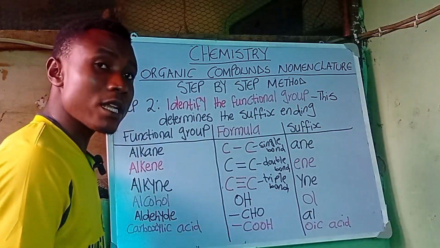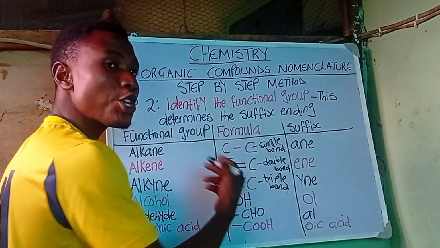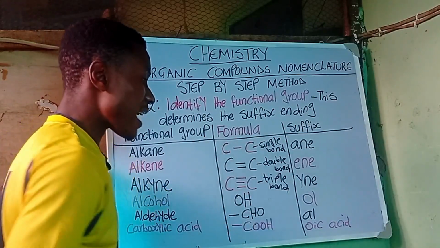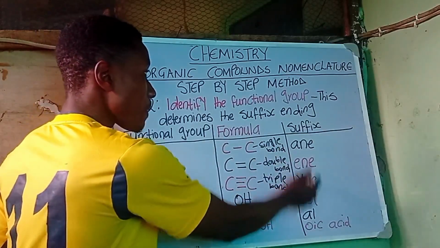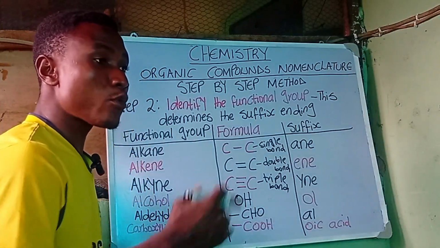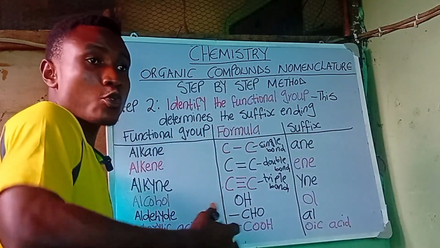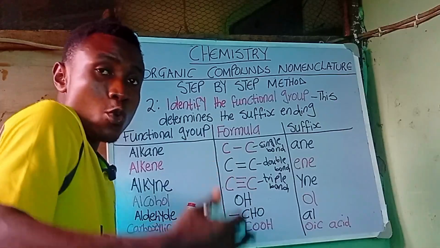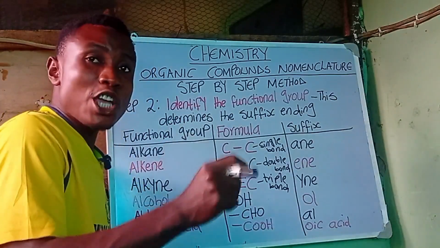We move ahead to the next one, which is the aldehyde. The formula for the aldehyde is CHO, and the suffix for the aldehyde is AL. So you can get to see something like propanal. You understand? Propanal, with AL at the end. That means there is the presence of the CHO.